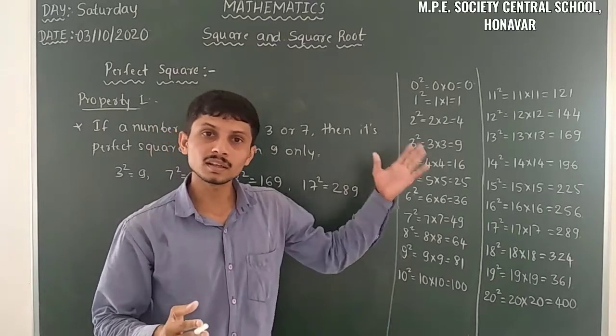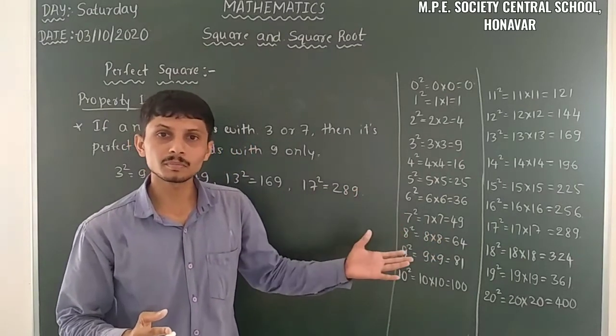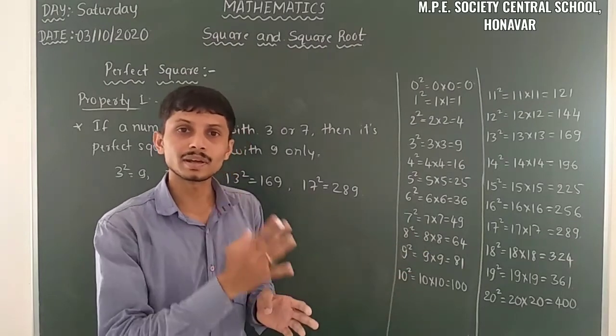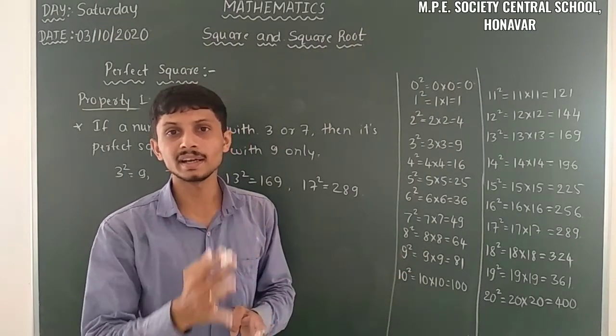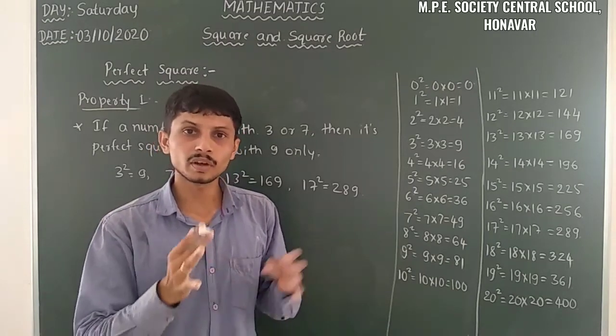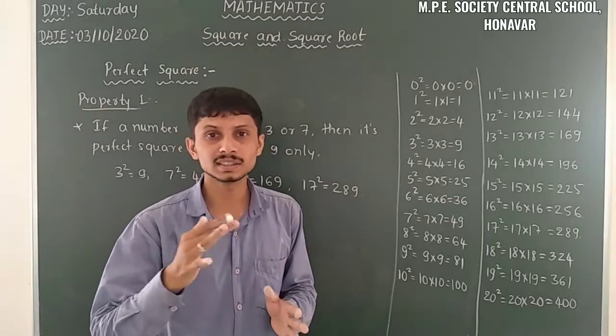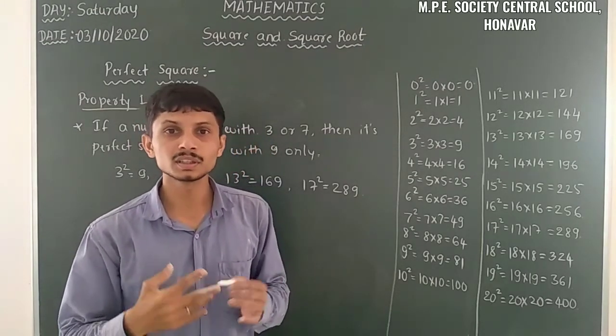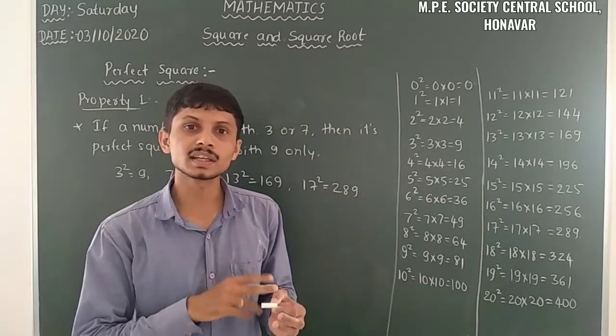When the number ends with 1 or 9, the perfect square ends with 1 only. When the number ends with 0, the perfect square ends with 0 only. Then let us take 4.